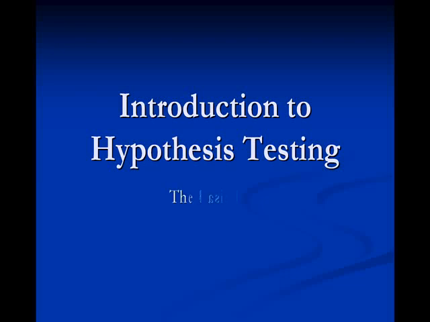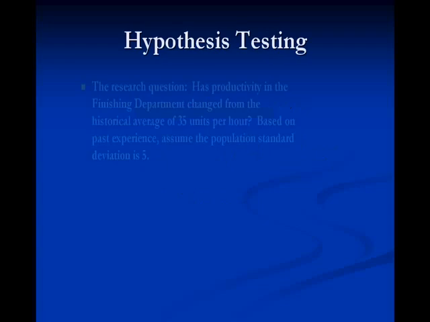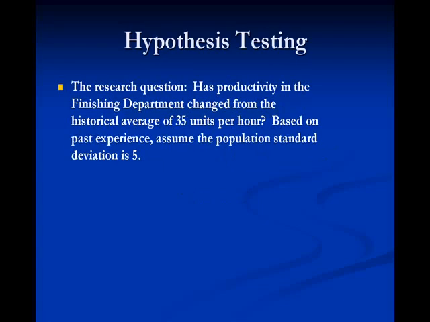In this slide, we're just going to give a basic idea of hypothesis testing. So we'll start with a research question. We have a historical average of 35, and we want to know if there's been some change in either direction. Also, we're going to assume a population standard deviation of 5.